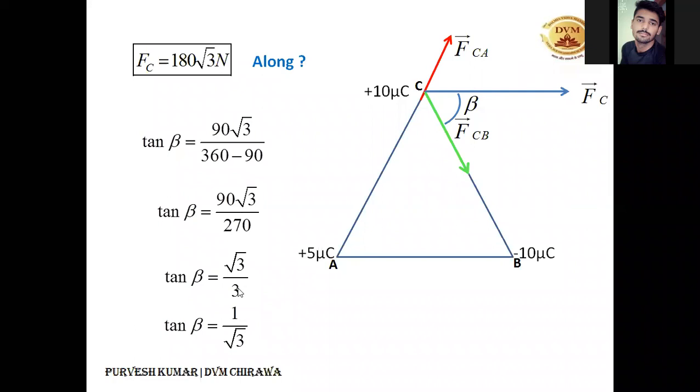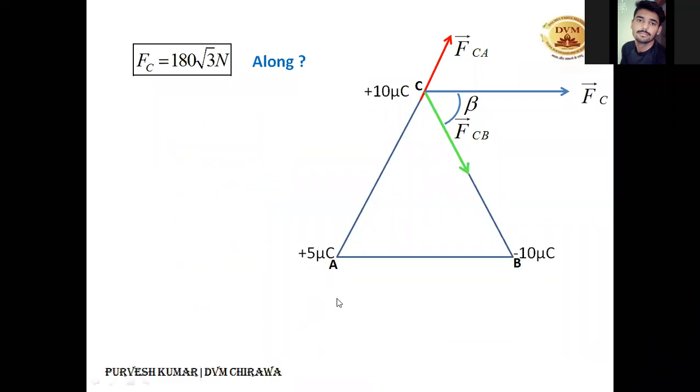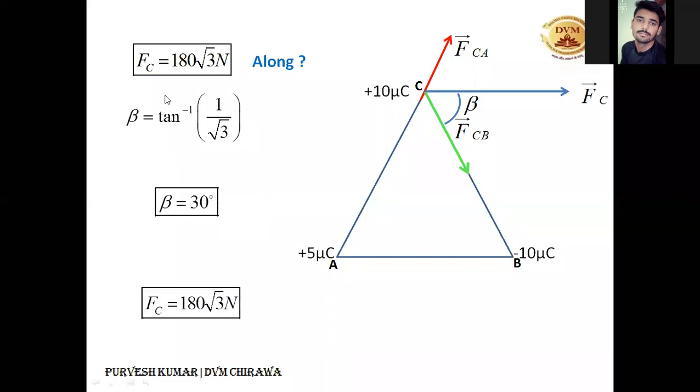Further solving it up, you'll get tan beta is equal to 1 by root 3. This 3 can be written as root 3 into root 3, so one root 3 gets cancelled out in the numerator. So the value of beta comes out to be tan inverse of 1 by root 3, and tan inverse of 1 by root 3 is 30 degrees. We know this. So now we can write that the resultant force is 180 root 3 Newton and it is along 30 degree from FCB. So this angle is 30 degree. I do hope that it is very much clear to you.